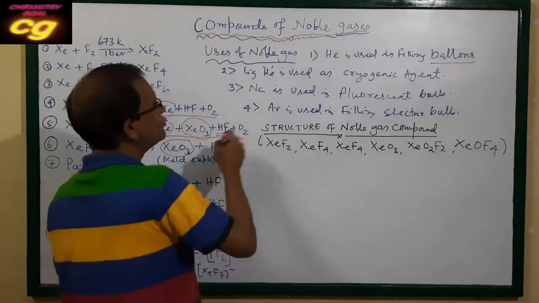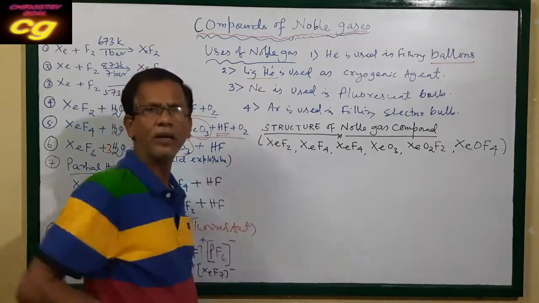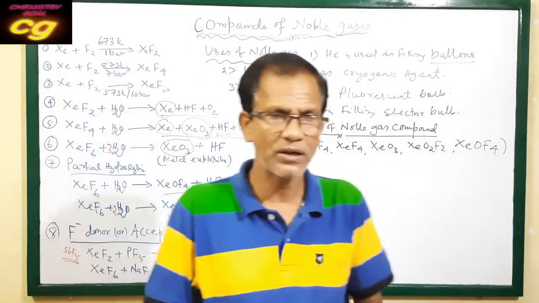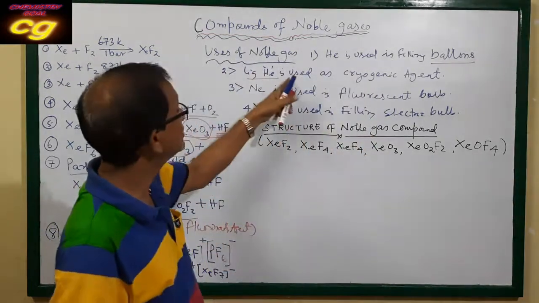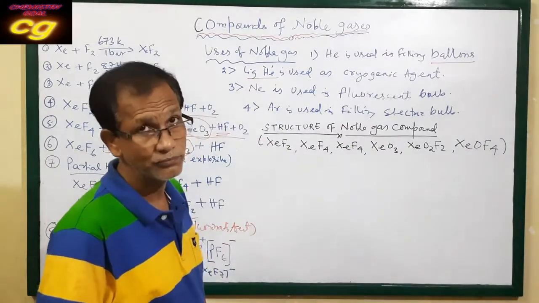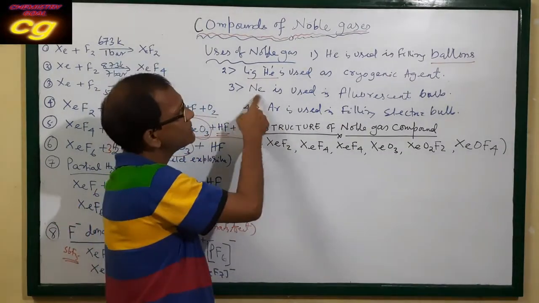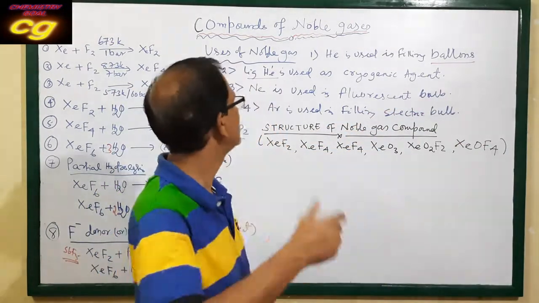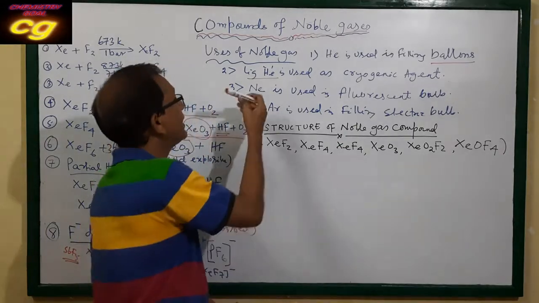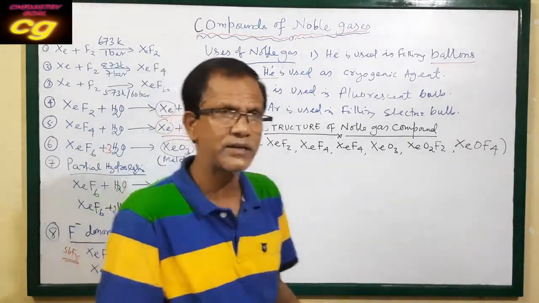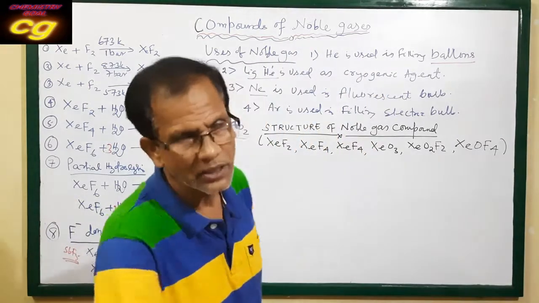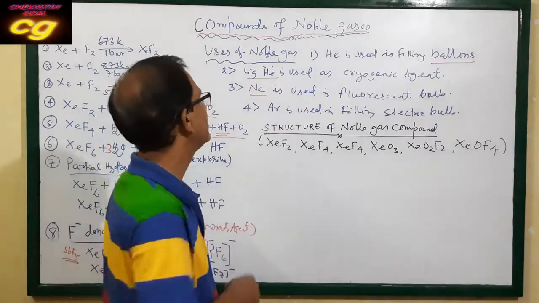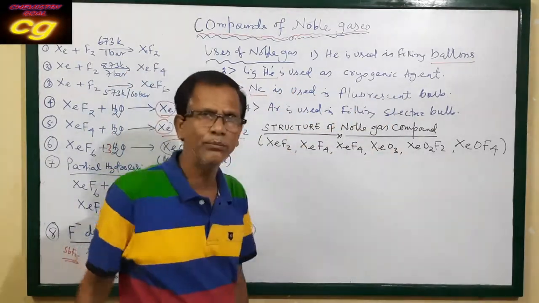Another use is that liquid helium is used as a cryogenic agent for surgery. Different instruments in surgery, liquid helium is used as a cryogenic agent. Then neon is used in fluorescent bulbs. For colored light, neon is used. You know neon lamps, also neon light is used in rockets and aeroplanes. That red light produced from an aeroplane is also fluorescent light. Neon is used in fluorescent bulbs.